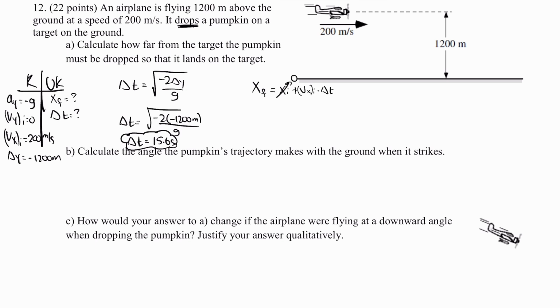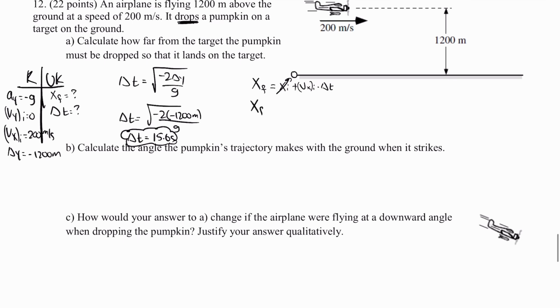I always assume that my initial horizontal position is 0 because it makes things easier. And my final horizontal position is just going to be my horizontal velocity, which is 200 meters per second, multiplied by this time interval I just found, 15.6 seconds. So how far away do we need to be? We need to be 3,130 meters away in order for the pumpkin to hit the ground at the target.